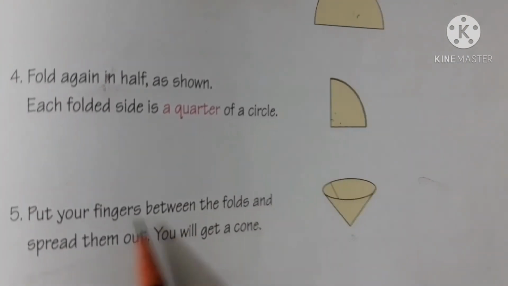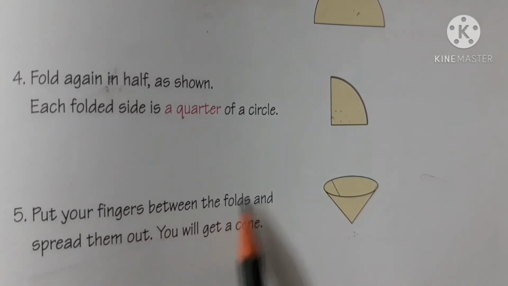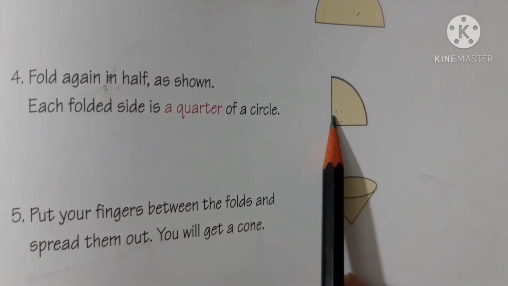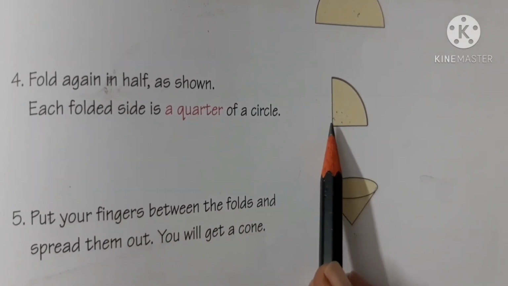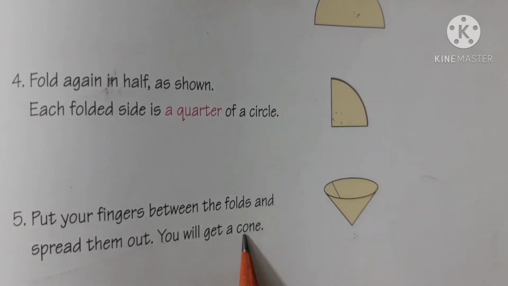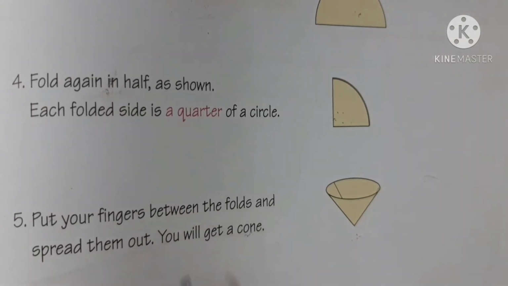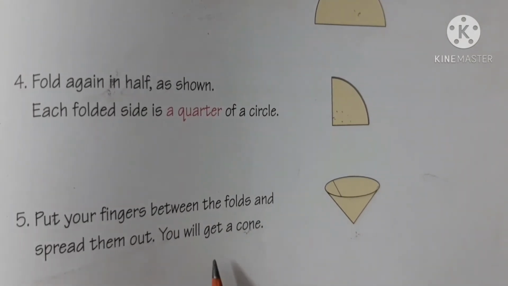Now put your fingers between the folds. Four folds are here, and you put your finger and spread them out. So you will get a shape. This shape is called a cone. So children, this figure is called a cone.